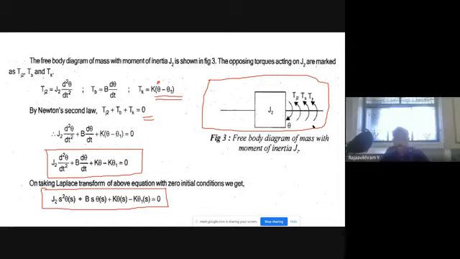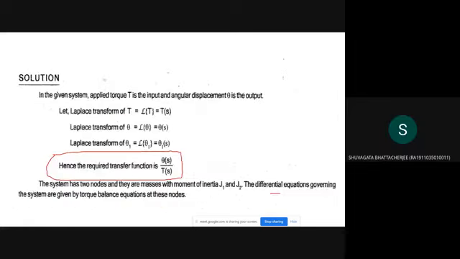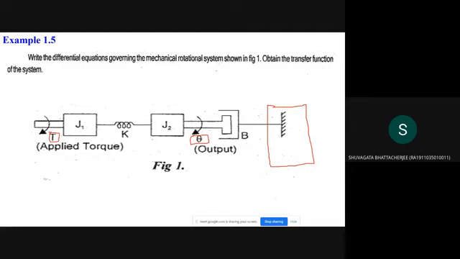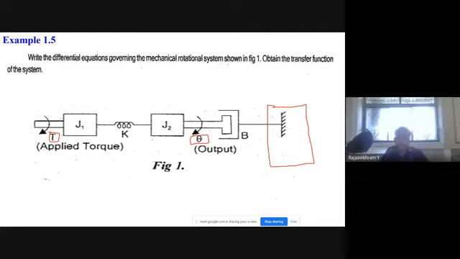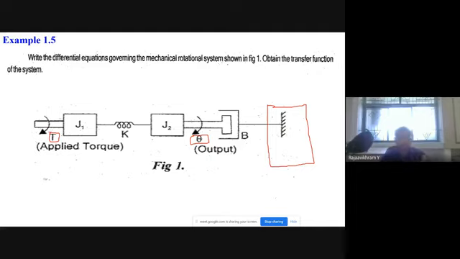Okay, sir. So if J2 is not there, then we will consider the dashpot in the free body diagram of J1. So in this problem, J1 will have T, K, and the dashpot, all three of them. Exactly, man, correct answer. If there is no J2, what will happen? T, K, and B, all of them are connected to the J1 system.